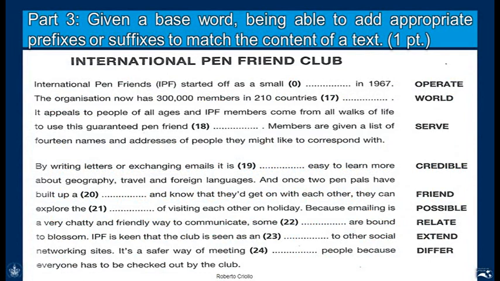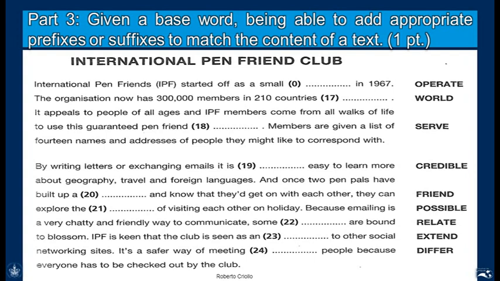Let us now turn to part 3. In this case, the ability that you need to put into action is the ability to add appropriate prefixes or suffixes to match the content of a text. So in this case, you are given a text with blanks and other clues, but the good thing is that you get keywords.